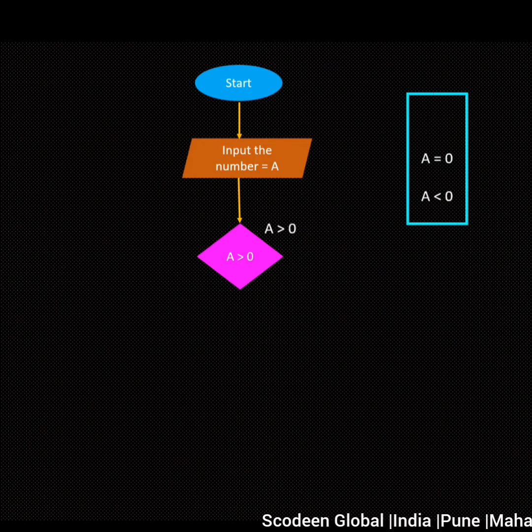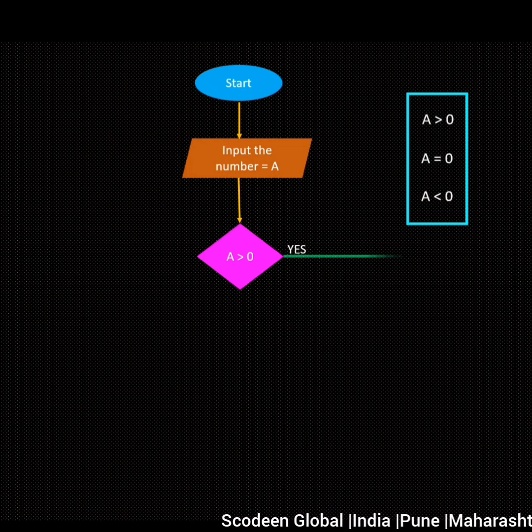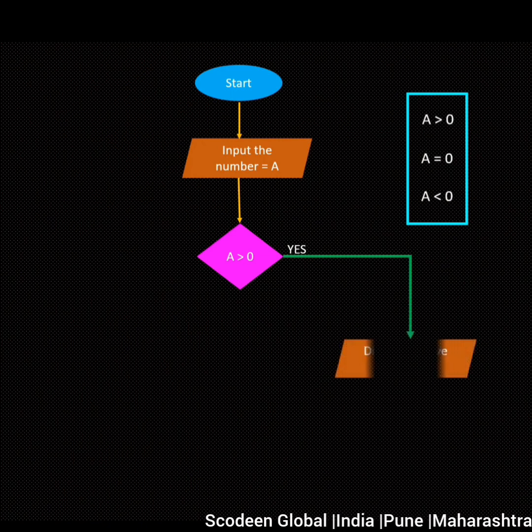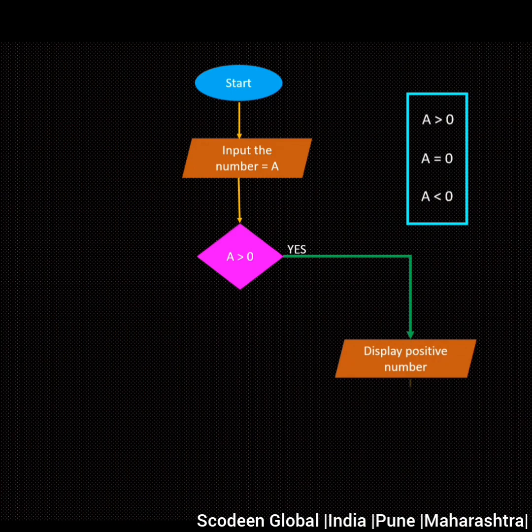A is greater than 0. This is a decision box. So it can have a true condition and a false condition. True condition means yes. If it is yes, then we can write the number is positive. That is, display positive number, and we can close or end the flowchart.